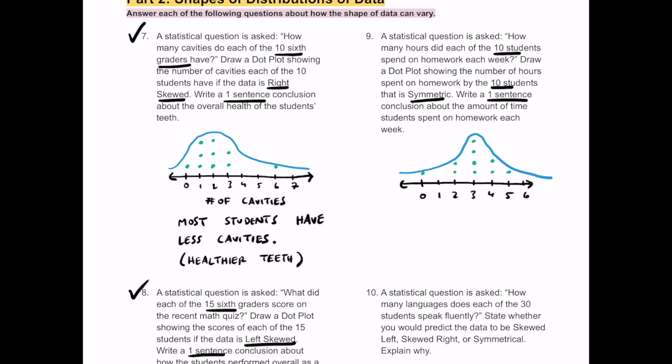Okay, maybe a conclusion, or I forgot to write a title for this. So I'll call this homework hours. And I'm thinking here, what can we tell? Well, we can just say most students spent 3 hours on homework. Again, we're doing just one conclusion or one sentence. Spent 3 hours on homework.